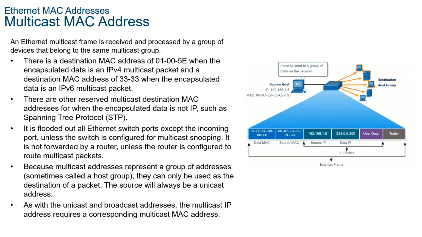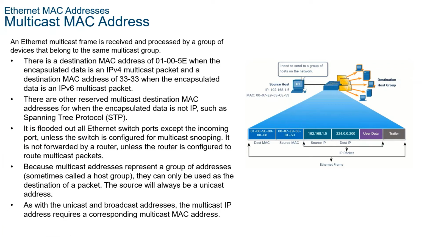There are other reserved multicast destination MAC addresses for when the encapsulated data is not IP, such as Spanning Tree Protocol, or STP, and Link Layer Discovery Protocol, or LLDP. It is flooded out all the Ethernet switch ports except the incoming port, unless the switch is configured for multicast snooping. It is not forwarded by a router unless the router is configured to route multicast packets.